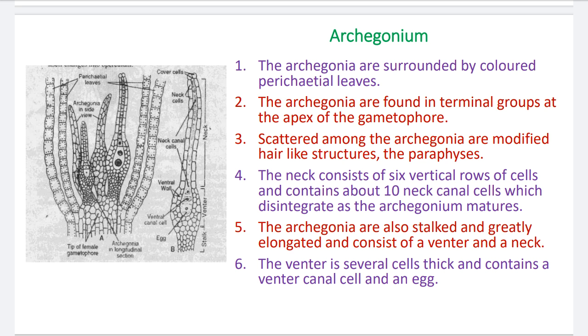Okay, what you see in the B diagram is the diagram of a matured archegonium. The flask-shaped basal structure of the archegonium is called the venter. Okay, and the upper neck-like structure of the archegonium is called the neck. The neck is made up of ten neck canal cells, and the venter contains a single venter canal cell, and at the base there is a single egg.